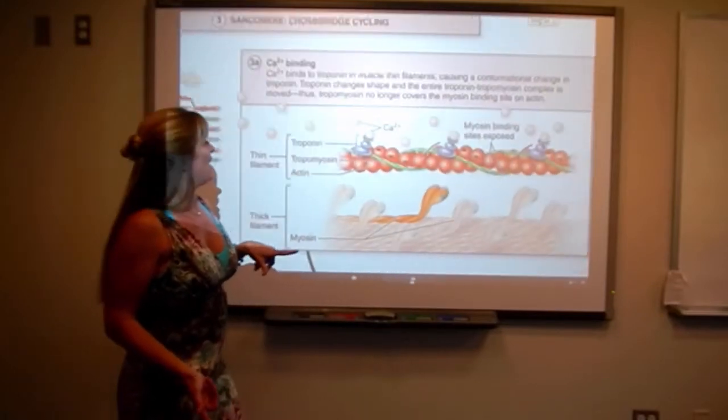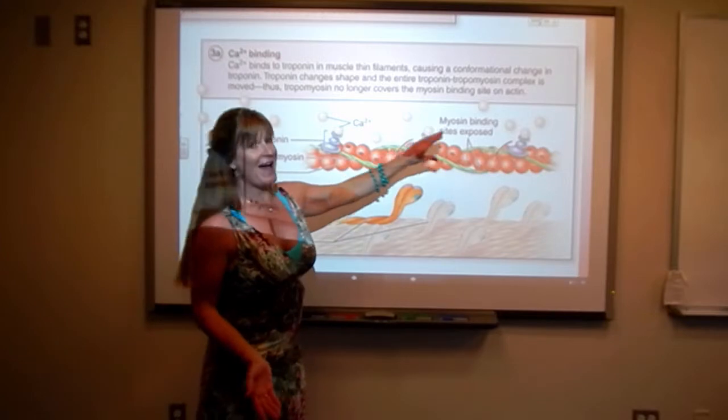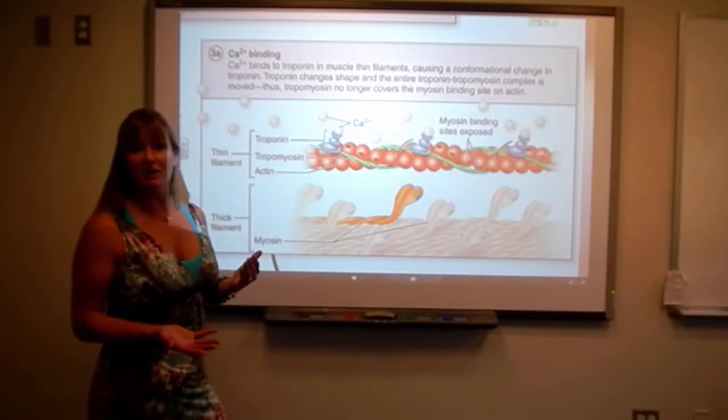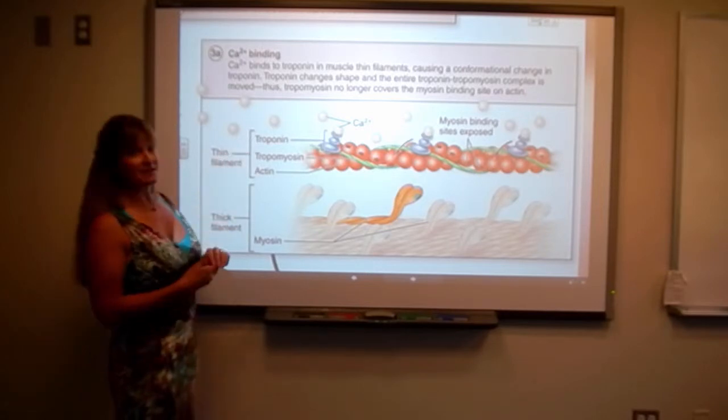So, here we go. In the beginning, we have a molecule of actin. Now, there are a few more players on the molecule of actin. First of all, we're going to have tropomyosin.